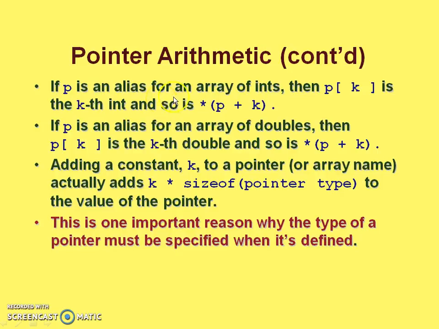If p is an alias for an array of ints, then p[k] is the kth int, and so is *(p + k). If p is an alias for an array of doubles, then p[k] is the kth double, and so is *(p + k). Now adding a constant k to a pointer actually adds k * sizeof(pointer type) to the value of the pointer. This is one important reason why the type of pointer must be specified when it's defined.